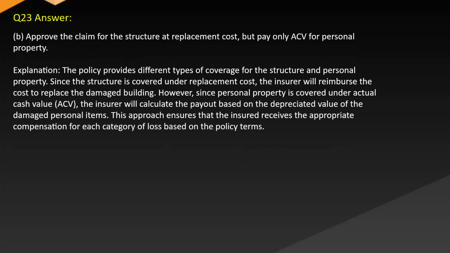Answer: B. Approve the claim for the structure replacement cost, but pay only the ACV for personal property. Explanation: the policy provides different types of coverage for the structure and personal property. Since the structure is covered under replacement cost, the insurer will reimburse the cost to replace the damaged building. However, since personal property is covered under actual cash value (ACV), the insurer will calculate the payout based on the depreciated value of the damaged personal items. This approach ensures that the insured receives the appropriate compensation for each category of loss based on the policy terms.